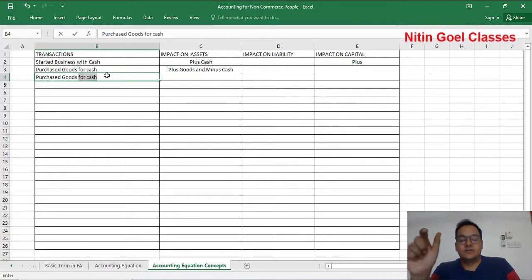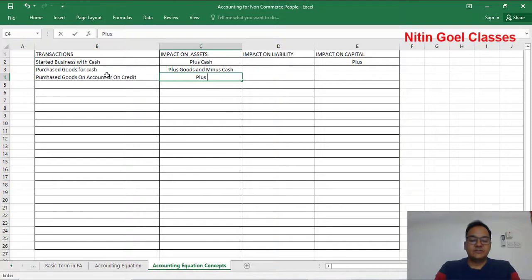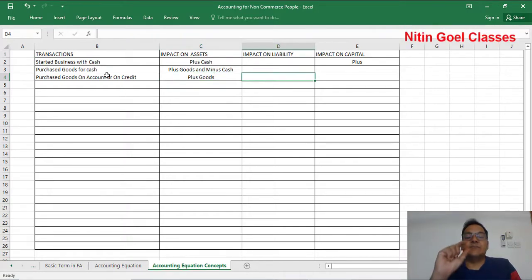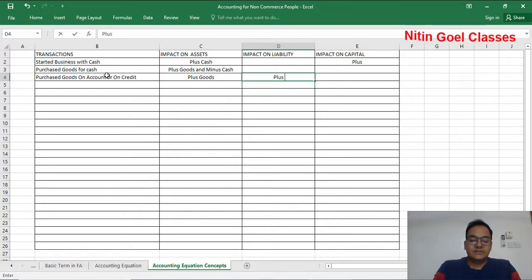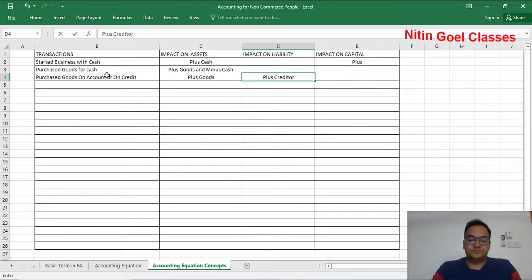If I continue with this, purchased goods, we remember we discussed in the last class the term on account or on credit, same thing. So that means what we got: plus in goods, and simultaneously there is an impact on the liability, not owner's equity. We got plus creditor, or you remember, account payable.